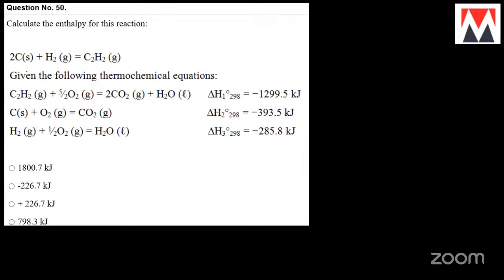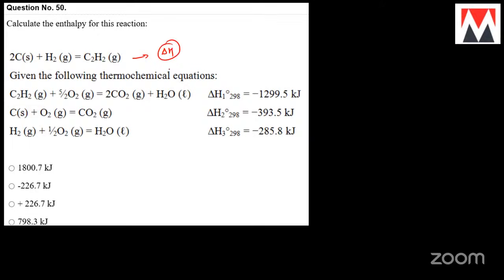So your 2C plus H2 will give you C2H2. Given C2H2 plus 5O2 is equal to 2CO2 plus H2O, your delta H1 is minus 1299.5. C plus O2 is CO2. H2 gas plus half O2 gas equal to H2O liquid, you have delta H3 is equal to minus 285.5. So let us do this. You want to calculate the enthalpy of this delta H.